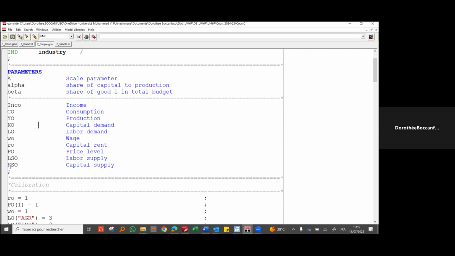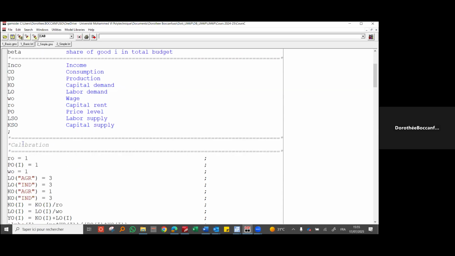Okay, then it's an important fact here that I have to precise. The next step is the calibration step. Yesterday we discussed that. The calibration is the assignation of the value for each parameter or variable at the reference period. Then here you see we have rho, that is the return of capital. Then rho O equal 1, PO I equal 1, WO equal 1. It's the value, as we explained before, the interpretation of the result will be done in terms of relative price and in terms of variation.